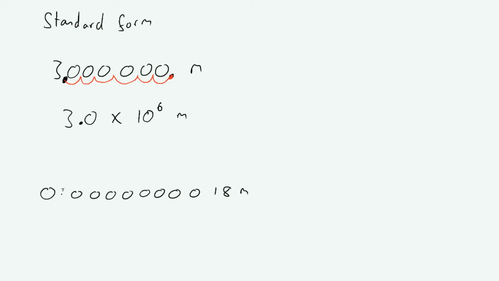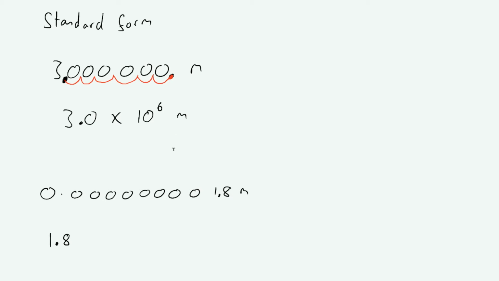The first non-zero number, from left to right, is the 1, and so the decimal point goes after there. So that number is now 1.8, right? You see there's nothing after the 8, so I can just leave it as 1.8. These zeros in front actually make no difference. They're not what we call significant.